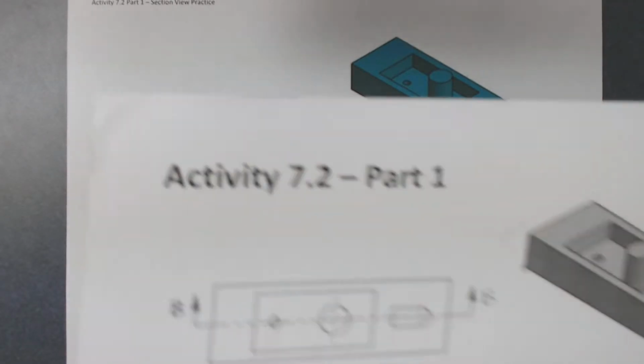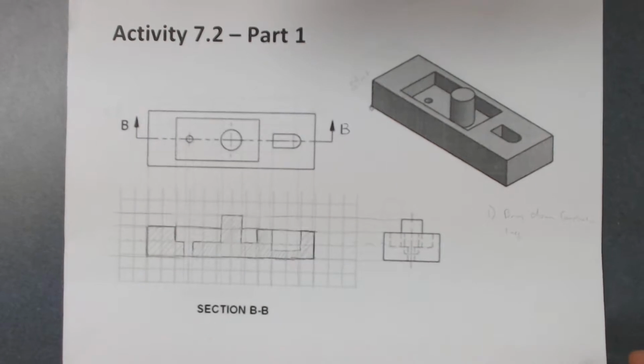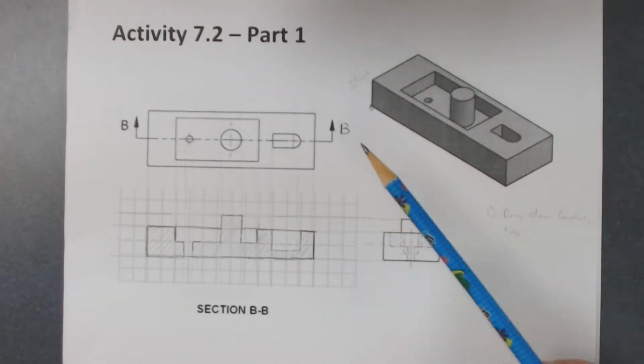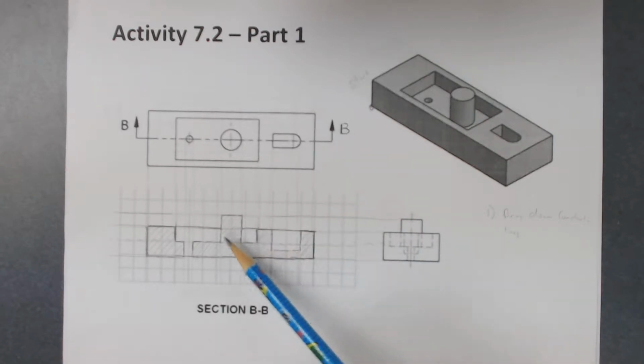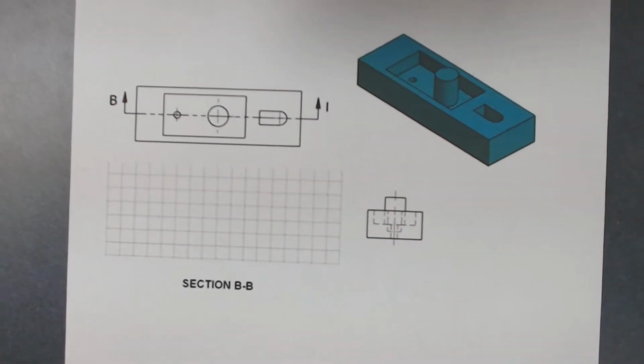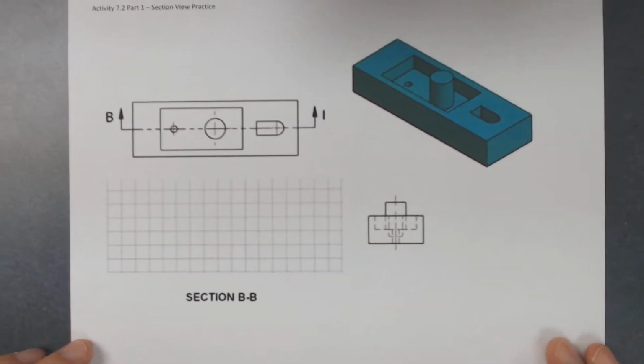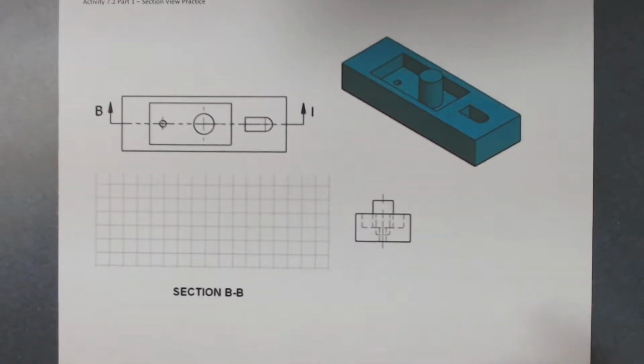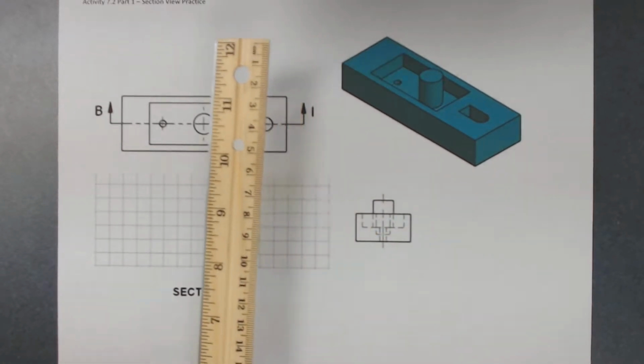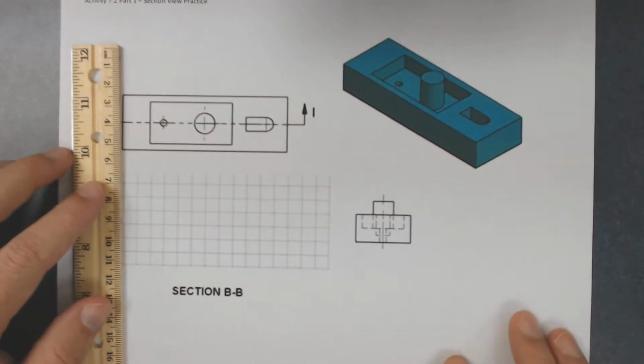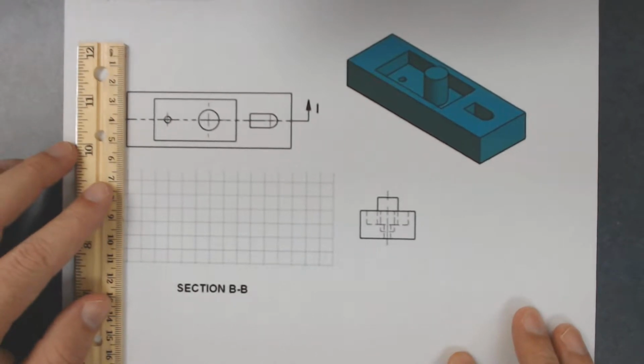Okay, today I'm going to show you how to draw a section view on Activity 7.2 Part 1. We're going to use section BB and we're going to draw this drawing right here. In order to draw this appropriately, you want to make sure you set up construction lines. So, first thing we're going to do is take our ruler and draw very light construction lines over all of the features on both views.